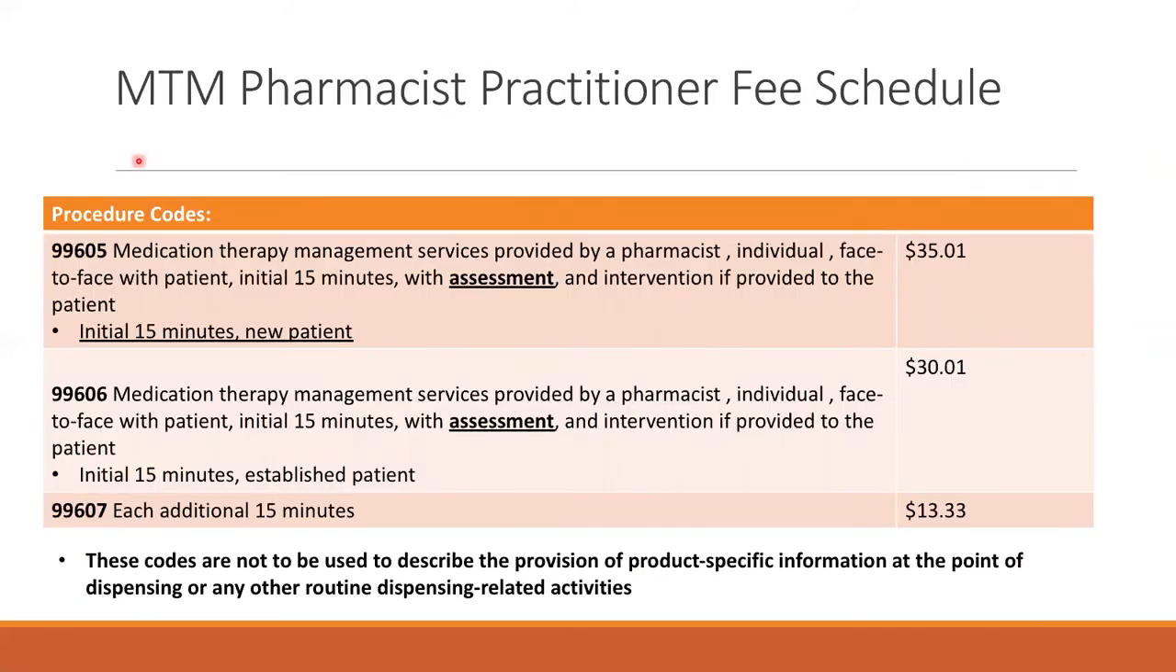There are 3 codes for medication therapy management, and they are time-based codes. The time-based codes are the 99605 and 99606 for the initial 15 minutes. So there's 2 initial 15-minute codes. And the 605 is indicating that this is a patient who the pharmacist has never seen before. And the 606 is indicating a patient that the pharmacist has seen before. So once you've hit that 15-minute threshold, you can drop the initial claim. That's either a 5 or a 6. It's one or the other.